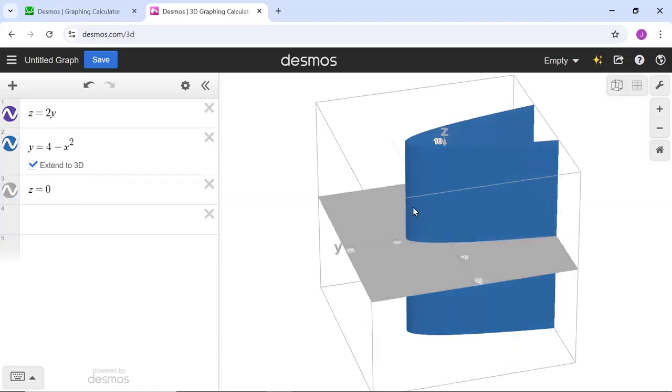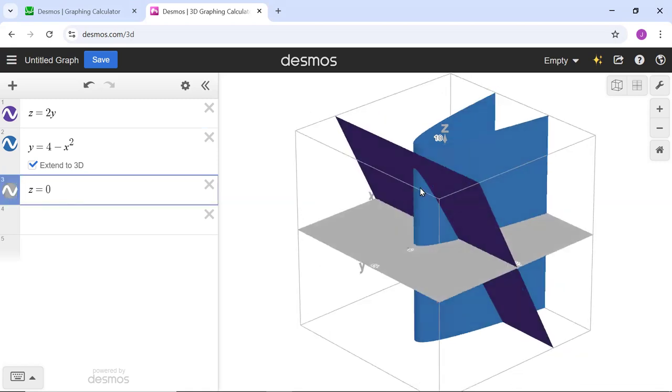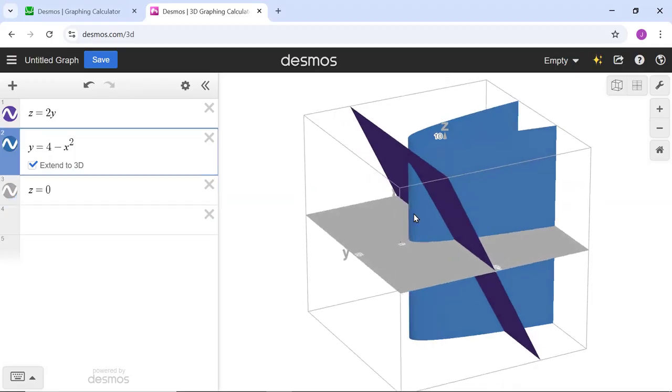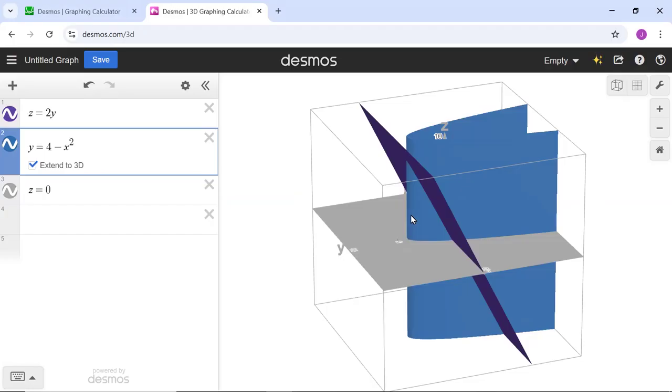So if I were to highlight that, this section right in here, the portion of y equals 4 minus x squared that is above z equals 0 and under z equals 2y, that portion there. So let me actually try to graph this.